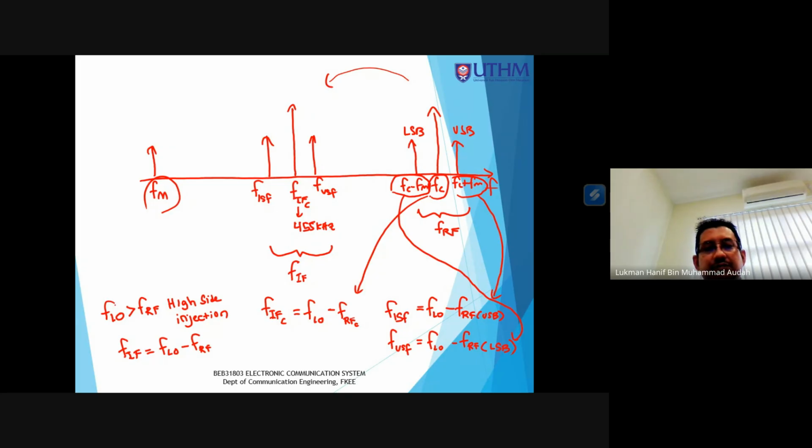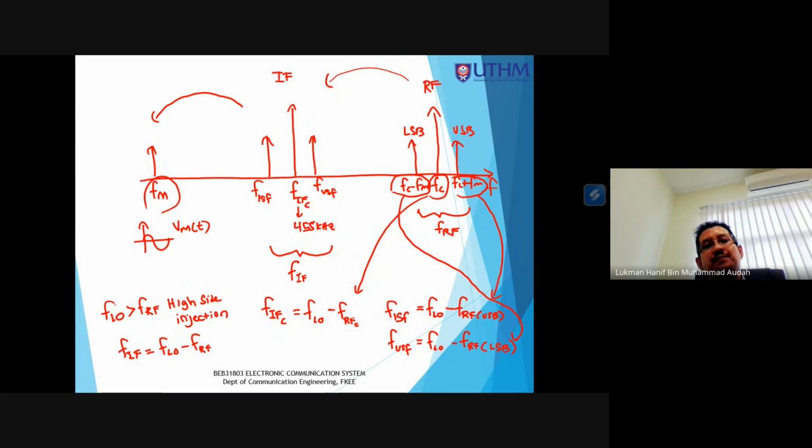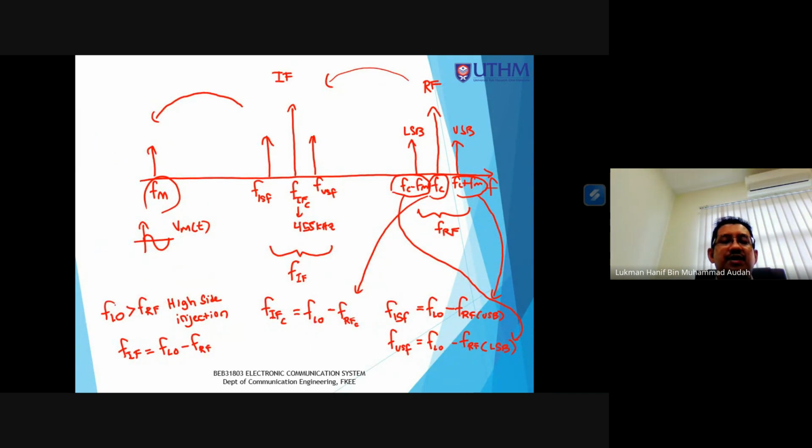So after we convert into intermediate frequency, so from RF to become IF, then we pass through the audio section. Audio section will do the demodulation to become original signal frequency. So this is going to be the original sine wave, which is the VMT. So this is what happened at the mixer converter section.